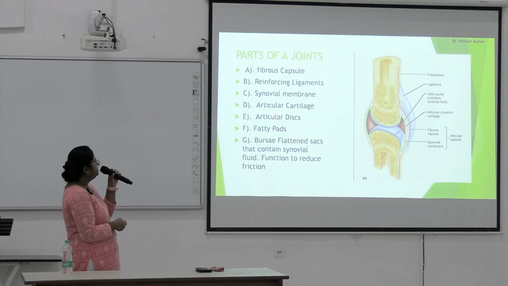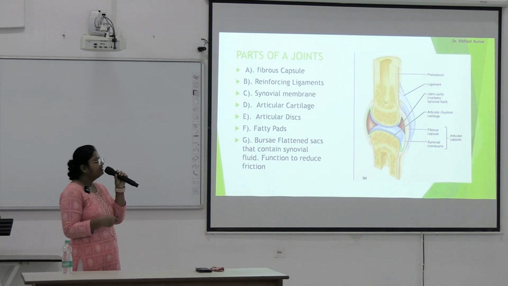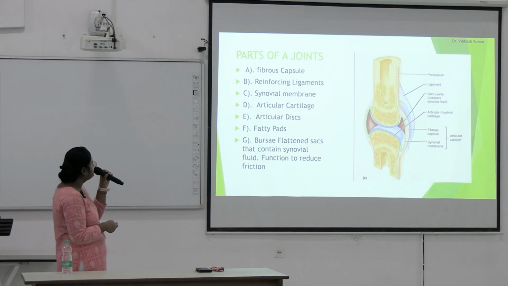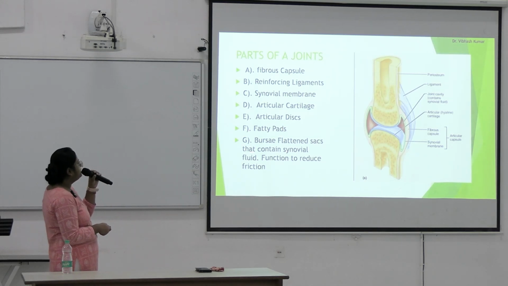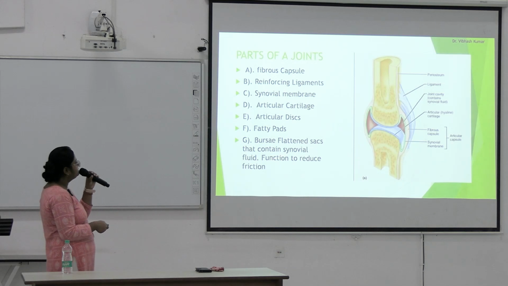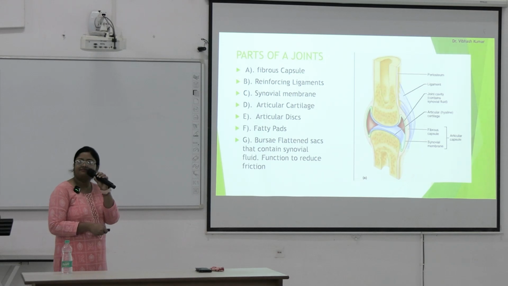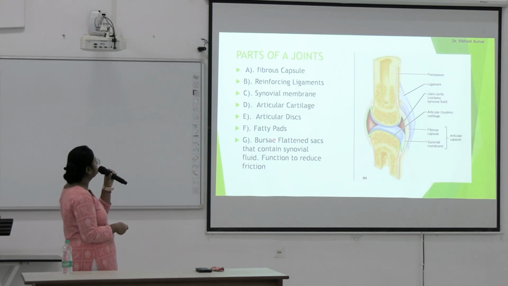And also fatty pads are included. These are present in the knee joint or also in the hip joint. Fat pads are also present somewhere. And bursas are flattened sacs that contain the synovial fluid, and they function to reduce friction, with a cushioning effect maybe.